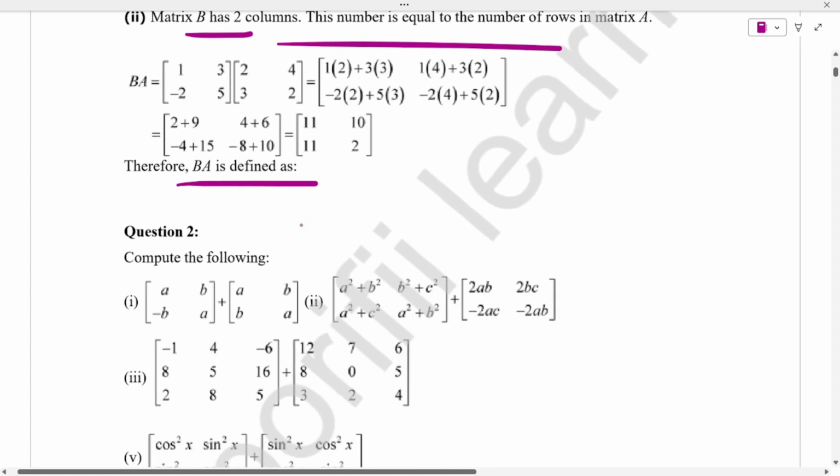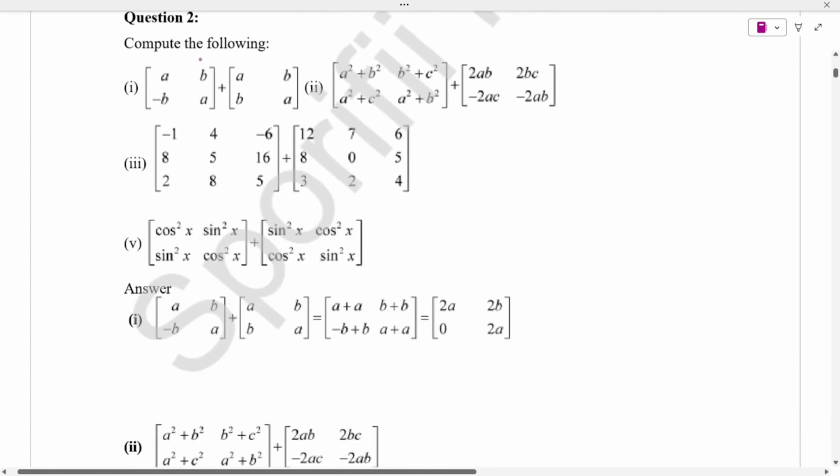Okay. Now the next question is compute the following. AB minus B plus A, the same way, whatever they have given you have to do. If you add, you will get A plus A is 2A, B plus B is 2B, minus B plus B will get cancelled, so it will be 0. A plus A is again 2A. Whatever they have given, you just have to add it.